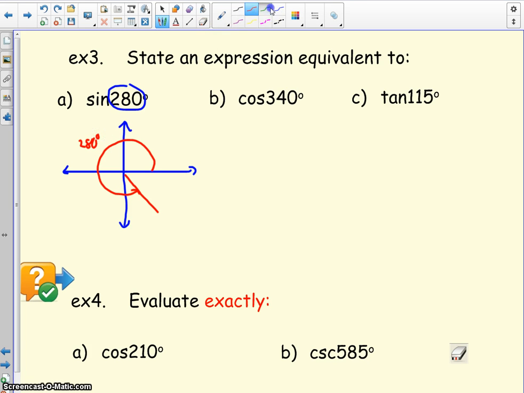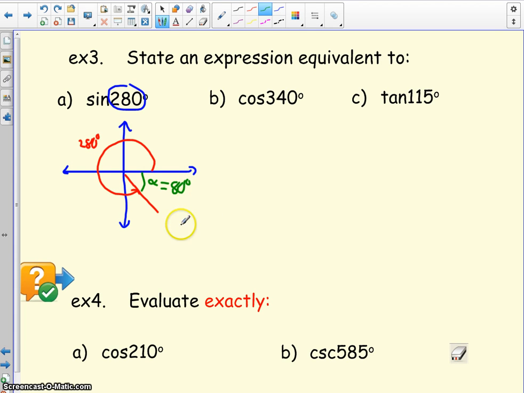Okay, now we should be able to find out from there the related acute angle. The related acute angle is going to show up a lot in this unit, so it becomes very, very useful to try and find that. So if this is 280 degrees, that would mean that alpha here would be 360 degrees minus 280 degrees, so alpha is going to be 80 degrees here.